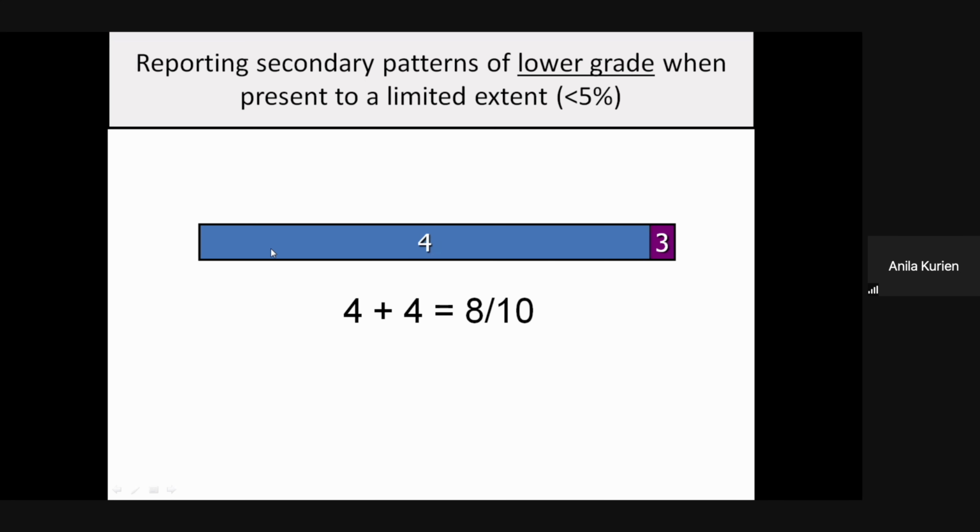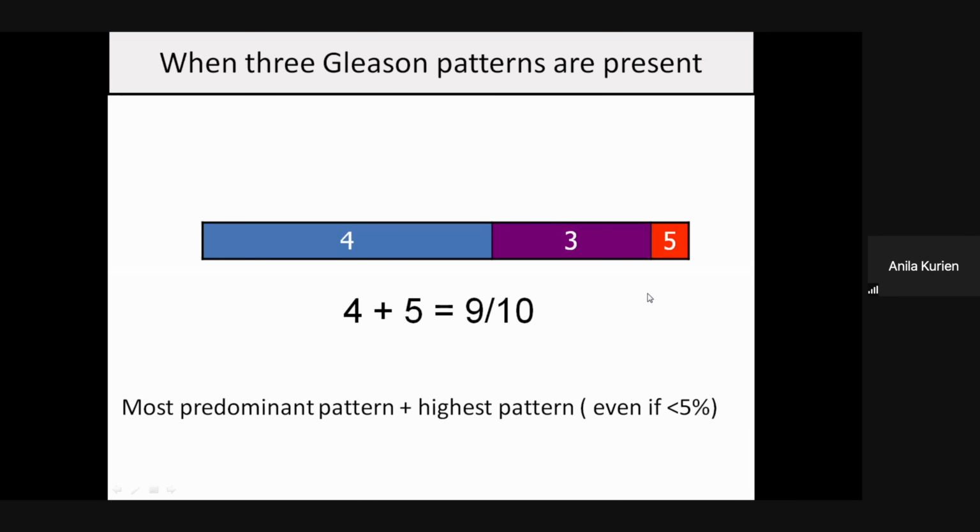Like if you have a predominantly pattern 4, say 97% of pattern 4, and just a very small area showing a pattern that is lower, you ignore the lower pattern because studies have proven that even though there's a pattern 3, for all practical purposes, this tumor is going to behave like a pattern 4 + 4, 8/10. So the cutoff of 5% holds good when you have a lower pattern. Now, what happens if you have more than 2 patterns?